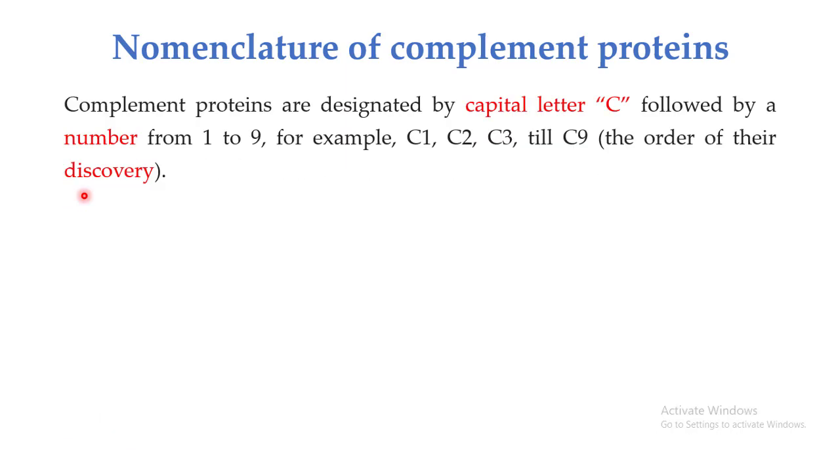And I've told you that the complement proteins are designated by a capital letter C followed by a number from 1 to 9. For example, C1, C2, C3 till C9. And these numbers are actually showing the order of the discovery of these complement proteins.